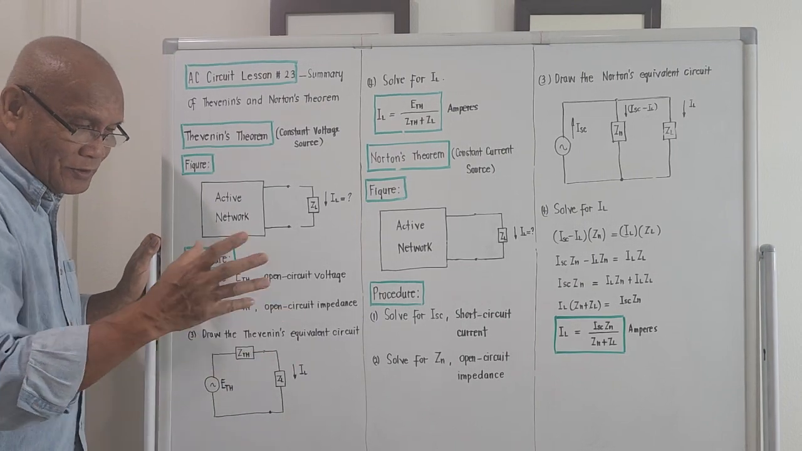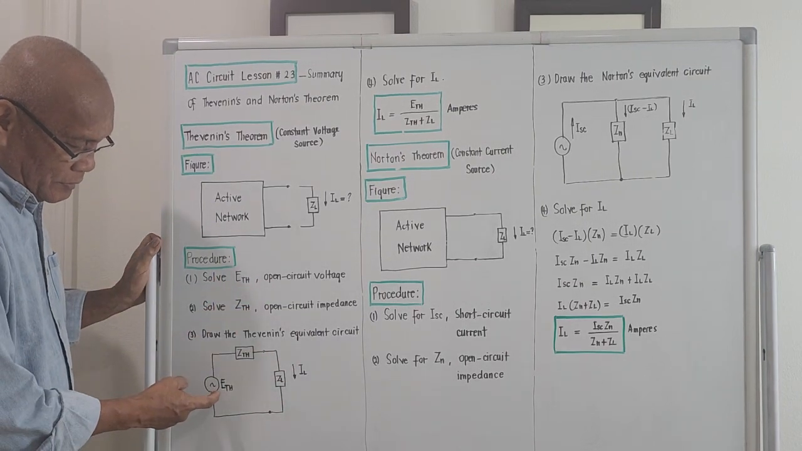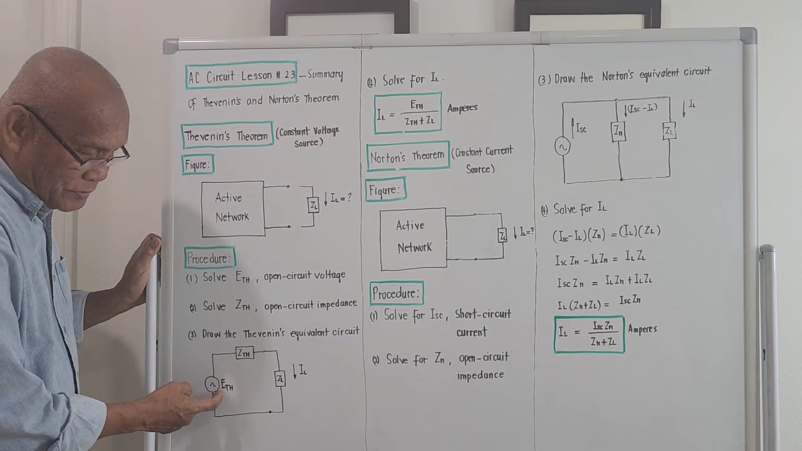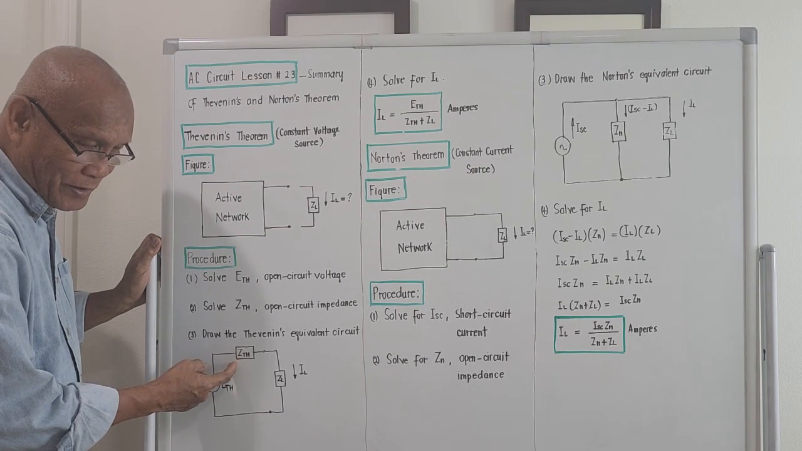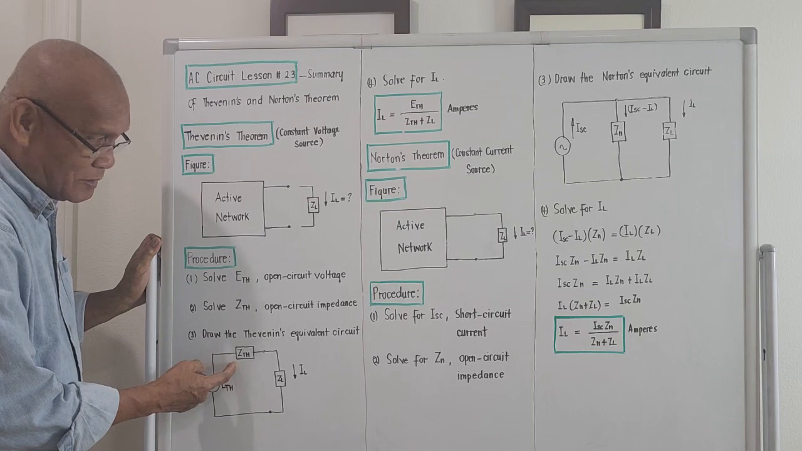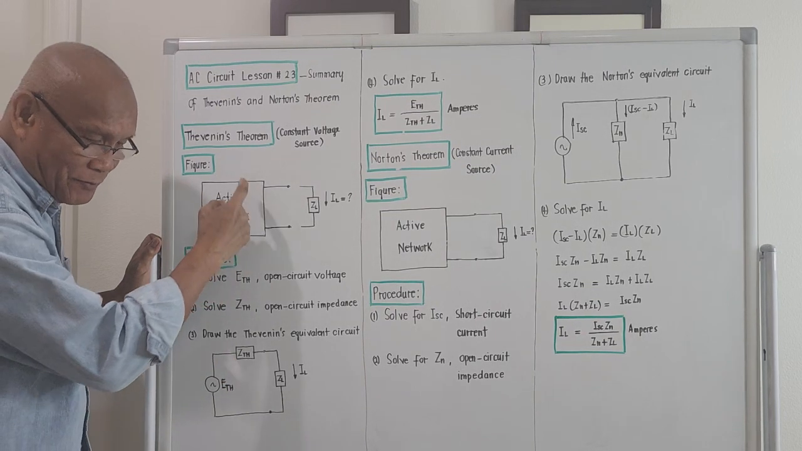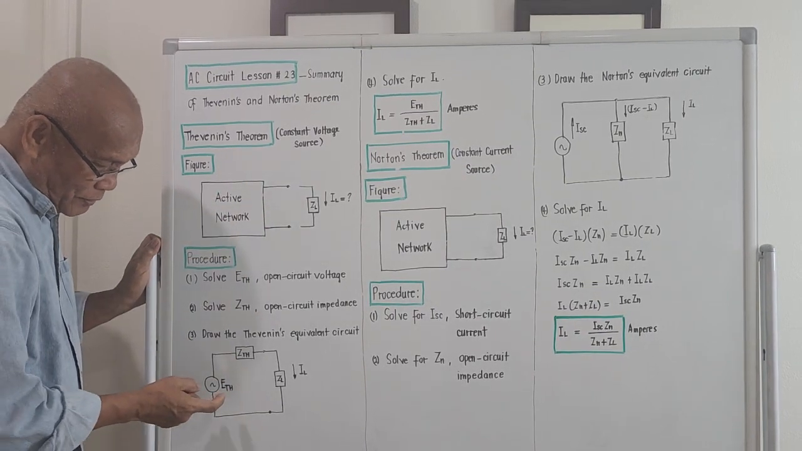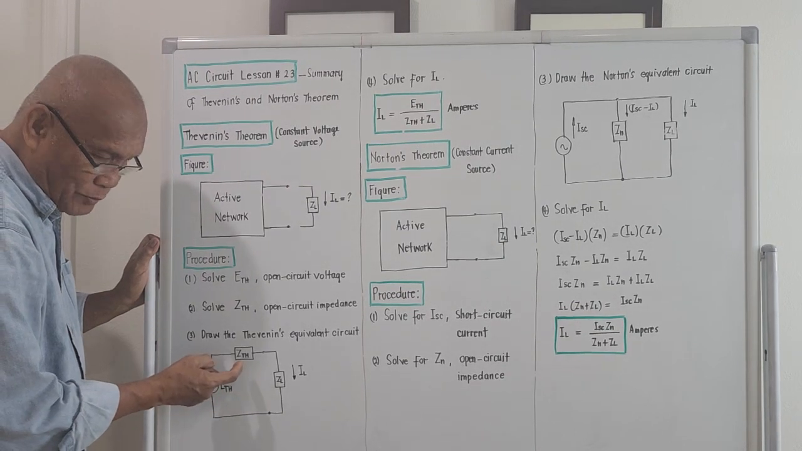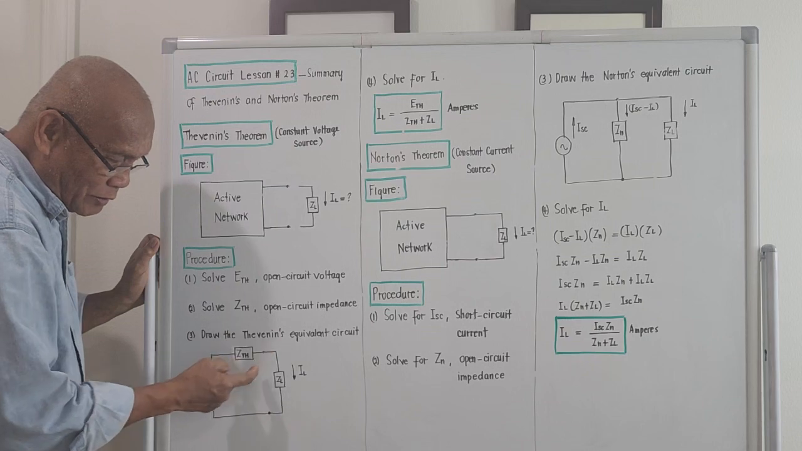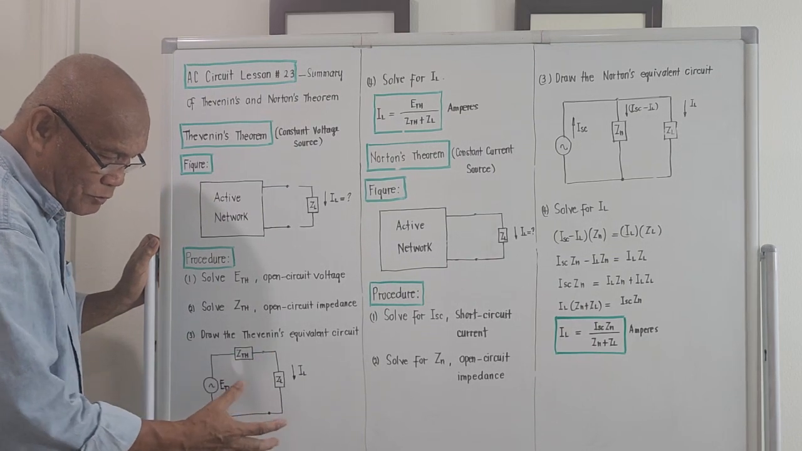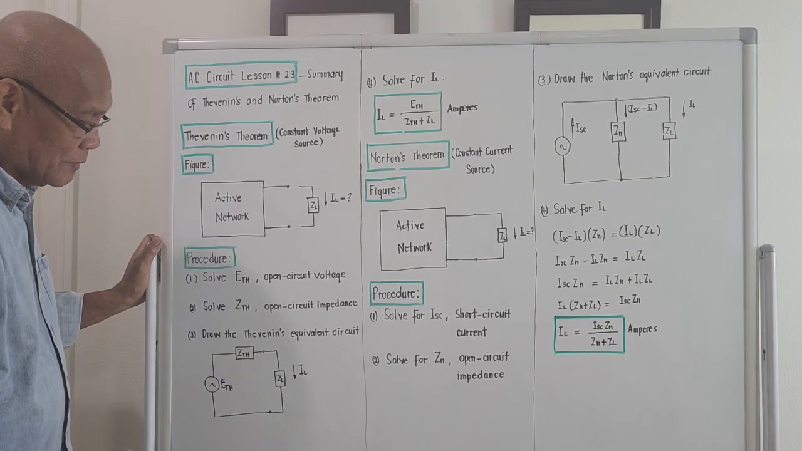So for Thevenin's theorem, the constant voltage source is connected with the open circuit impedance. Okay? That's the nature of Thevenin's theorem. The open circuit voltage should be connected in series with the open circuit impedance Z_TH. And the load is connected again. So as we could see it, right?